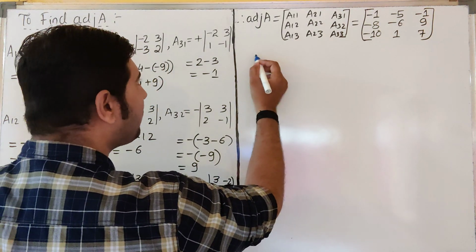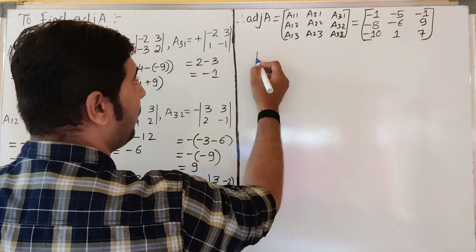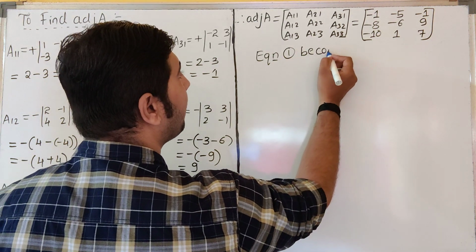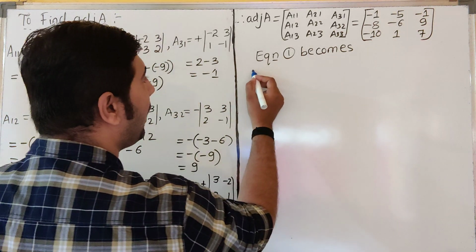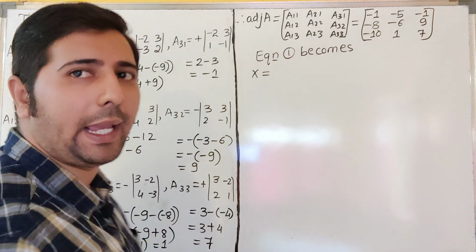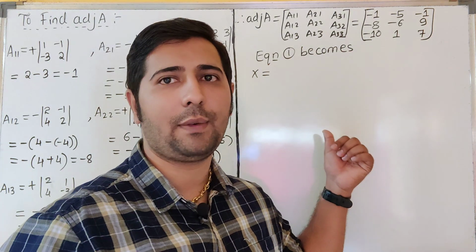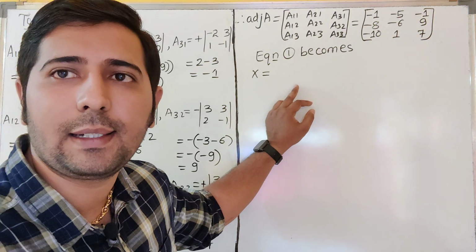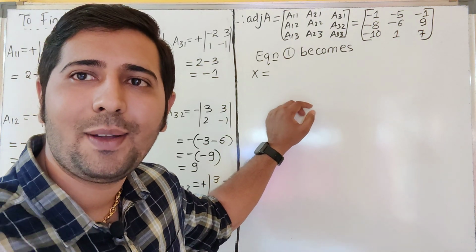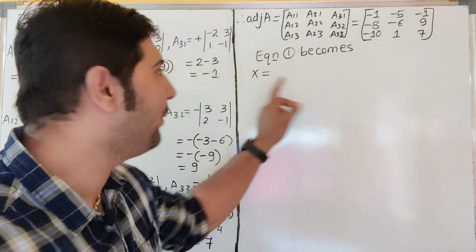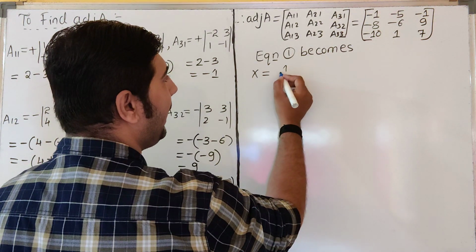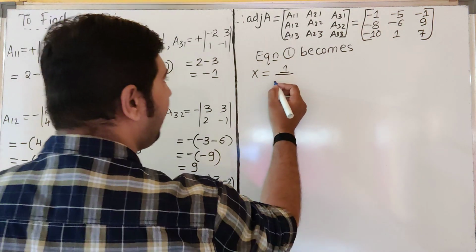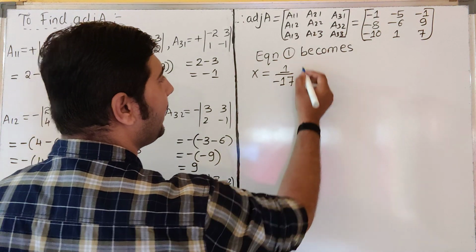So now see, dear students, now equation 1 becomes, equation 1 is what? X is equal to A inverse into B. Before I had written that one. I hope you have copied that. So X is equal to A inverse into B I had written or not. What is A inverse, dear students? 1 by determinant A into adjoint of A. Determinant A is how much? Minus 17 or not? Minus 17.